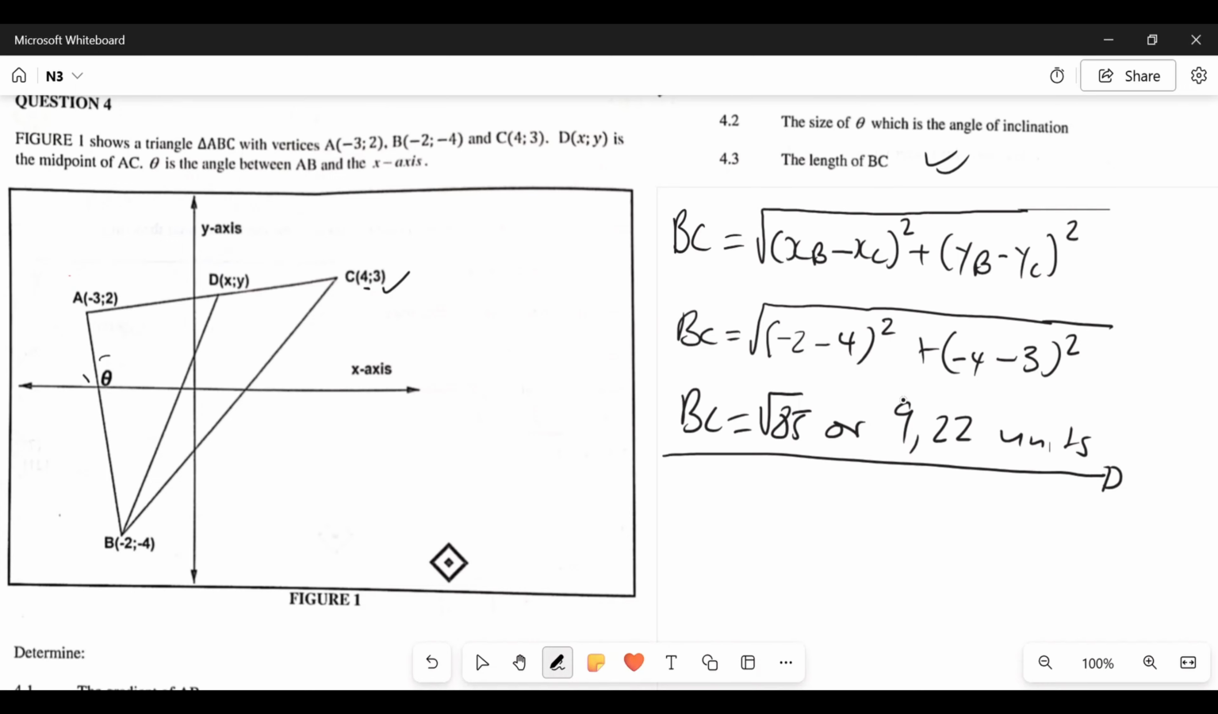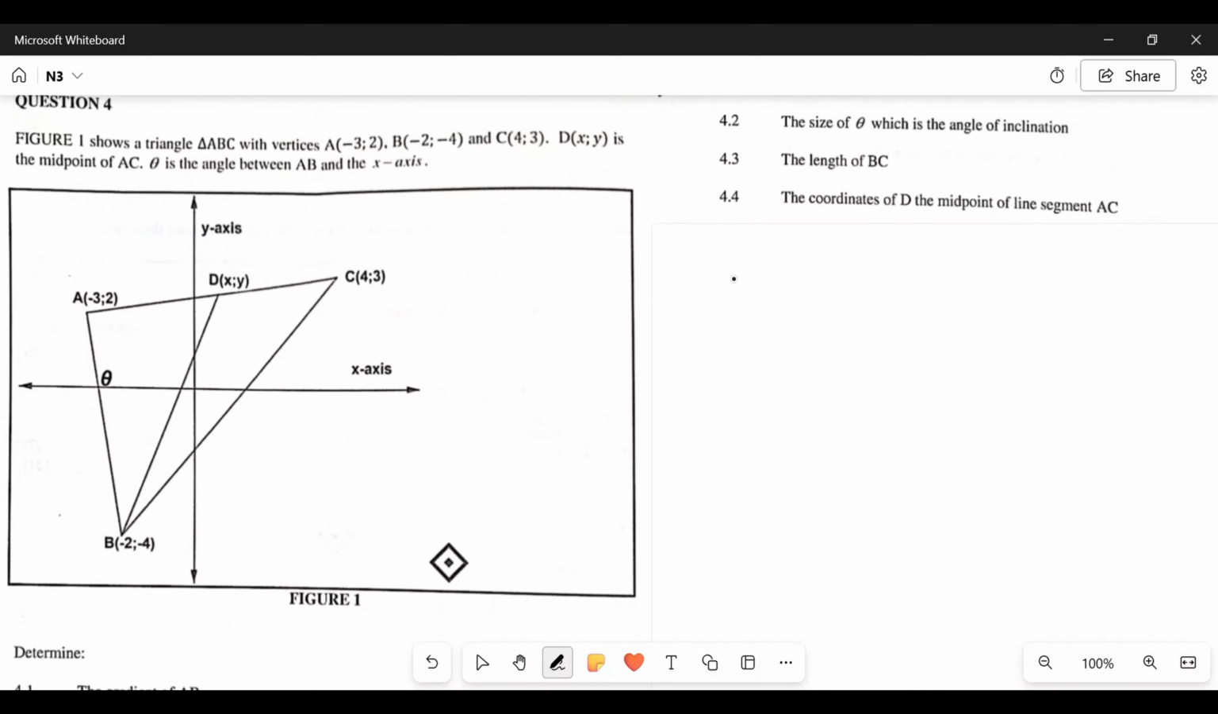Right, people, we are done with 4.3. Let's continue and do 4.4. All right, guys, here is our 4.4. So the question goes like this. They want us to calculate the coordinates of D, the midpoint of line segment AC. So they want us to find the x and y coordinates of D. We know that D is the midpoint of A and C. Again, when you calculate the midpoint, we have a formula for it. It goes like this.